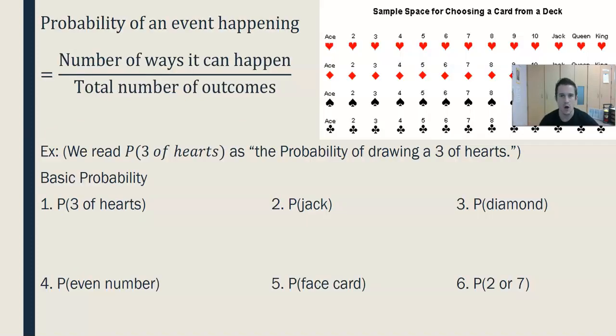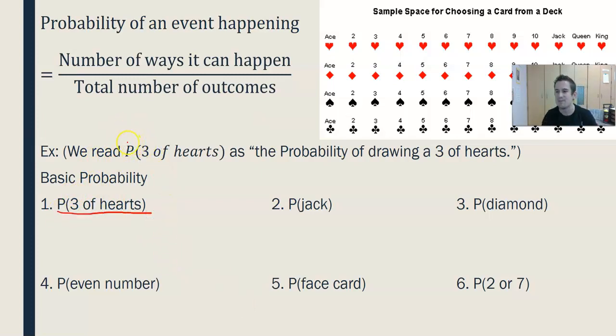Okay, so now we're going to start talking a little bit about probability. So remember that probability of an event happening is the number of ways it can happen divided by the total number of outcomes. So for example, this first problem says P and then parentheses 3 of hearts.